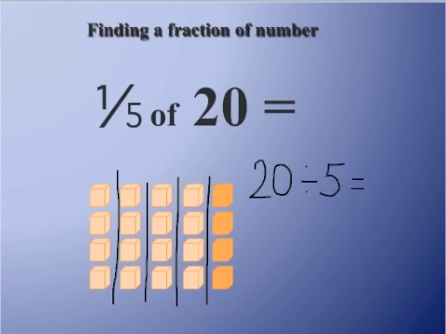One group of cubes added together to make 4, and my number sentence gave me an answer of 4. 1/5 of 20 equals 4.